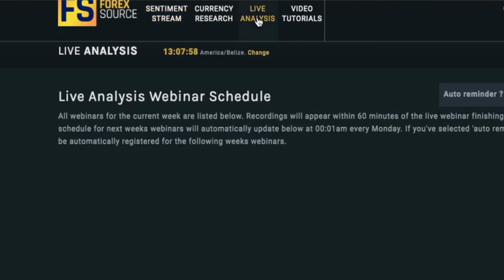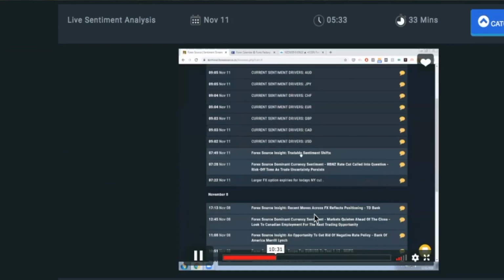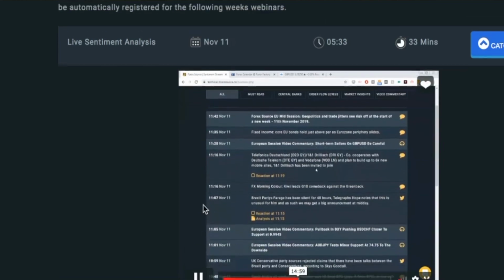They have a daily live sentiment analysis. During this live analysis, they basically tell you exactly what the risk sentiment is in the market, exactly how greedy or how afraid people are, which currencies are the strongest, which are the weakest, and what are potential trading opportunities during the day.